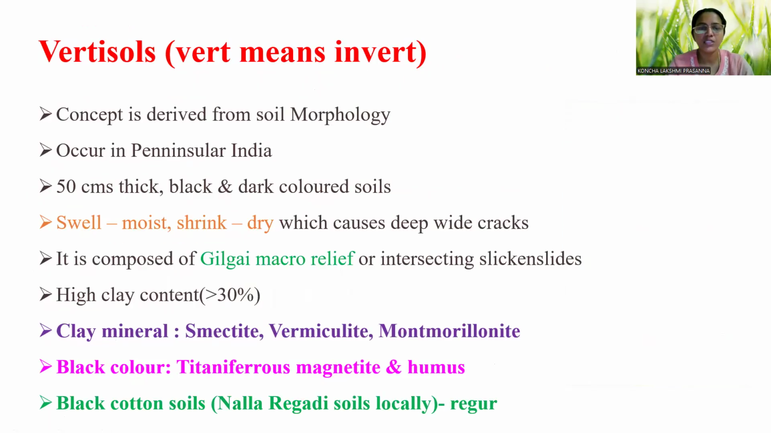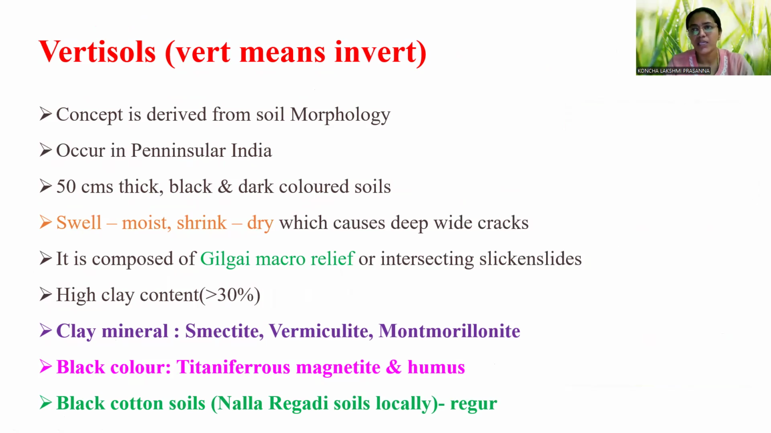Next is the vertisols. Vertisols comes from the word "vert," meaning invert. This is the soil order grouped under the black cotton soils, also known as the regur soils or the nulla regdi in the local language. These vertisols are derived from the soil morphology.